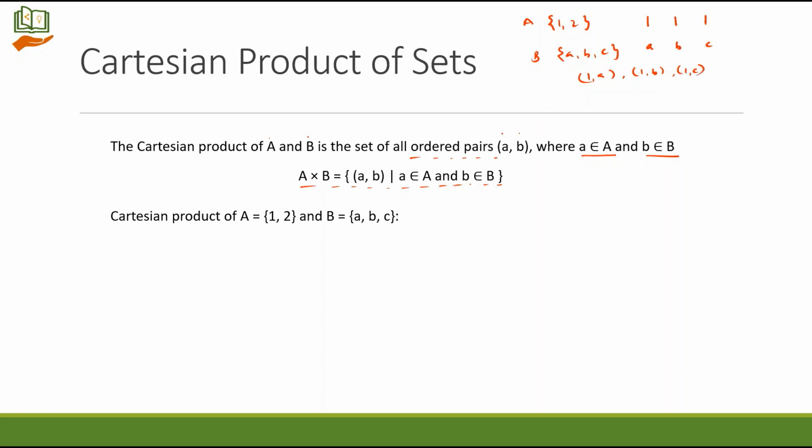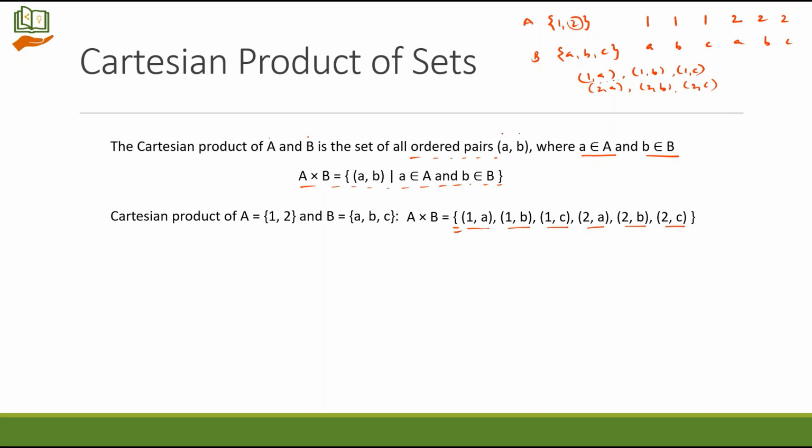Now what about the second one? You have to place it here. Again you go for a, b and c. So this should have (2, a), (2, b) and (2, c). So this is how you will be finding the Cartesian product. Actually inside the Cartesian product, what are we using? We are using the ordered pairs (a, b). A cross B is equal to {(1, a), (1, b), (1, c), (2, a), (2, b), (2, c)}.